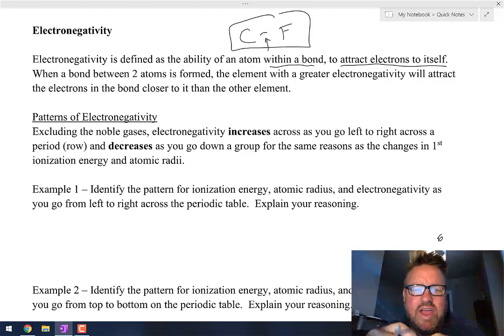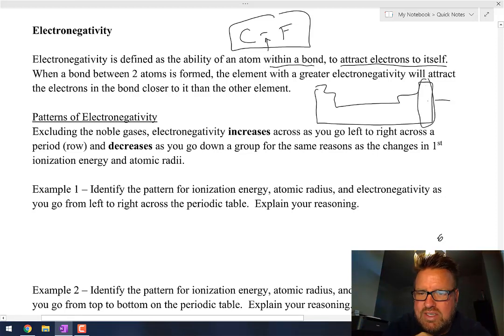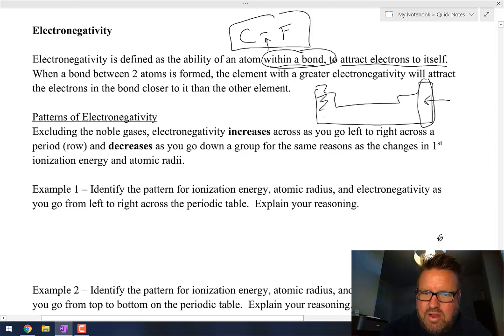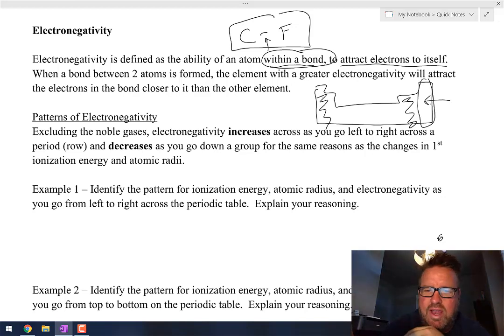Now, one of the things you'll find is that when you talk about electronegativity, thinking about the periodic table, that very last column over here, which we call the noble gases, those we do not include with electronegativity because, again, it has to be within a bond and they typically do not form bonds. So electronegativity is really, we talk about it here in the s subshell and the p subshell, except for the noble gases.